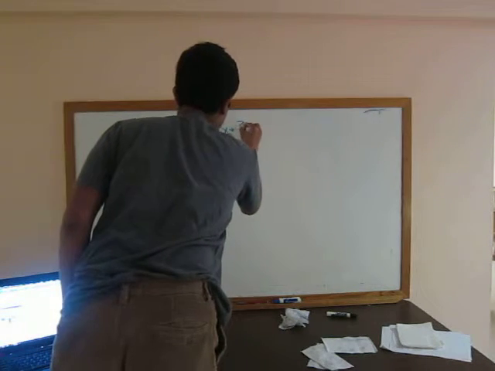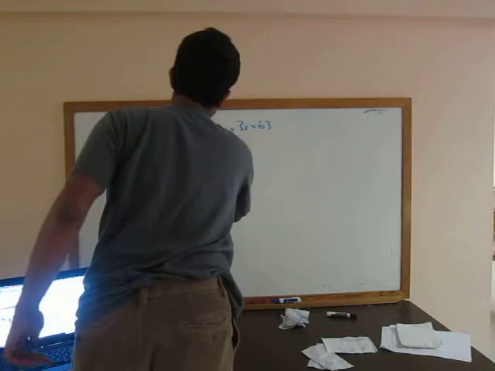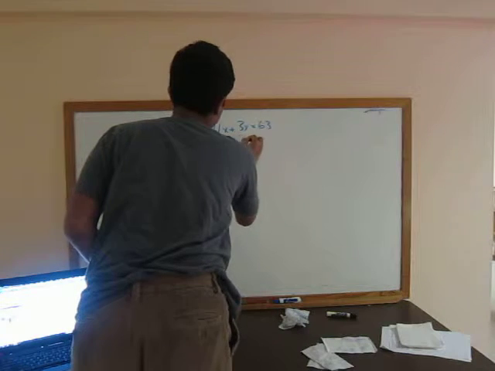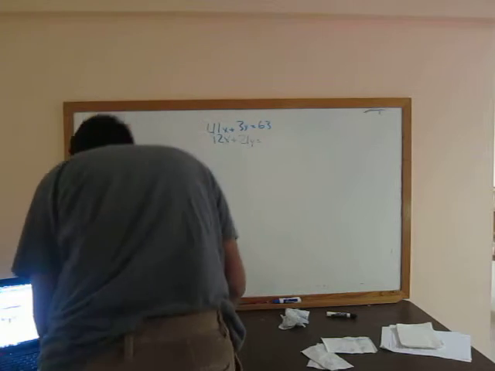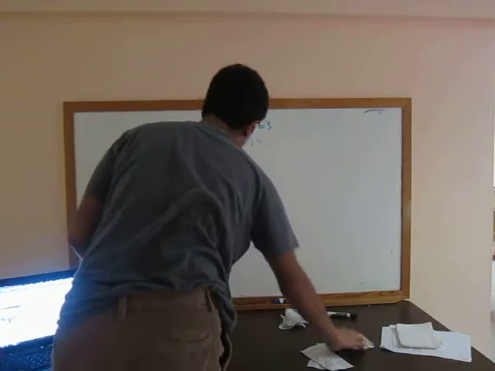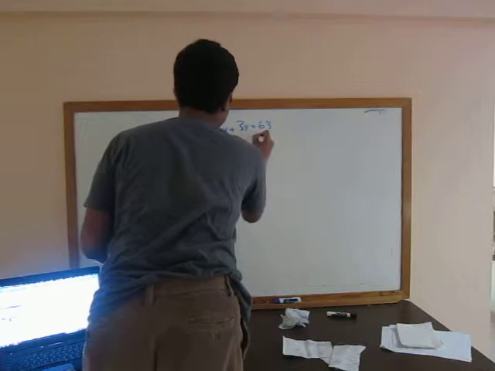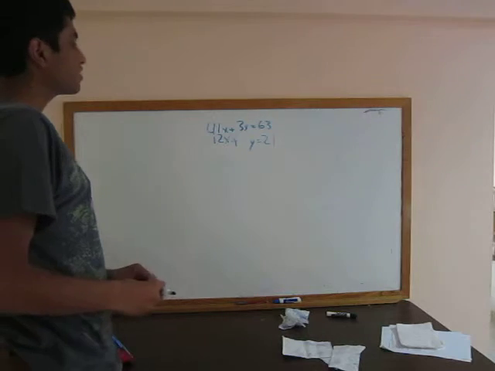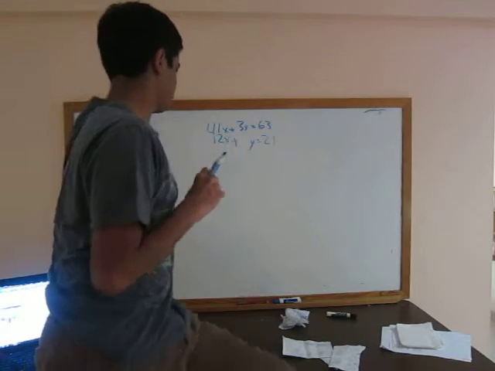41x plus 3y equals 63, and 12x plus y equals 21. In this case, x is 0. Let me tell you why x is 0.